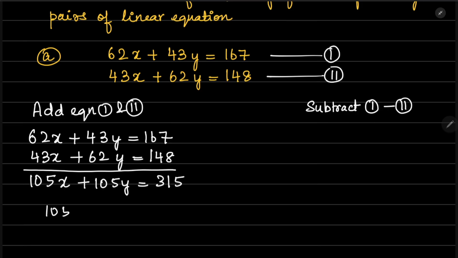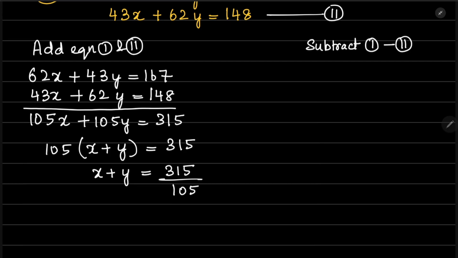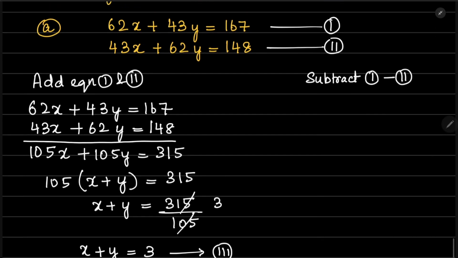Right, so take 105 common from the LHS. What do you get? x plus y, you can take 105 common, is equal to 315. So x plus y is equal to 315 divided by 105. If you do 105 multiplied by 3, it's 315. So here it will get cancelled with 3. So what does x plus y become? x plus y equal to 3. Now this is your equation 3 because you've already used 1 and 2.